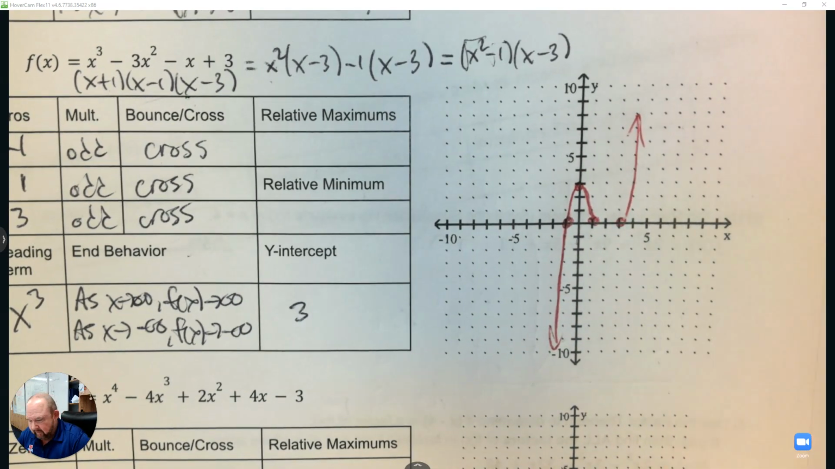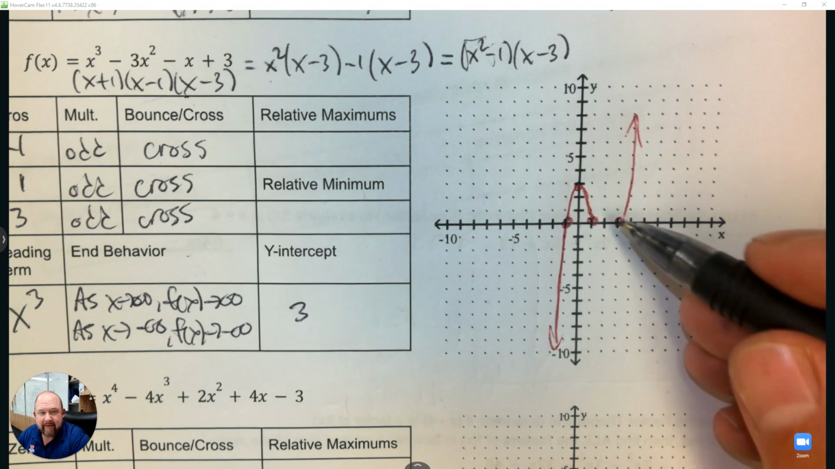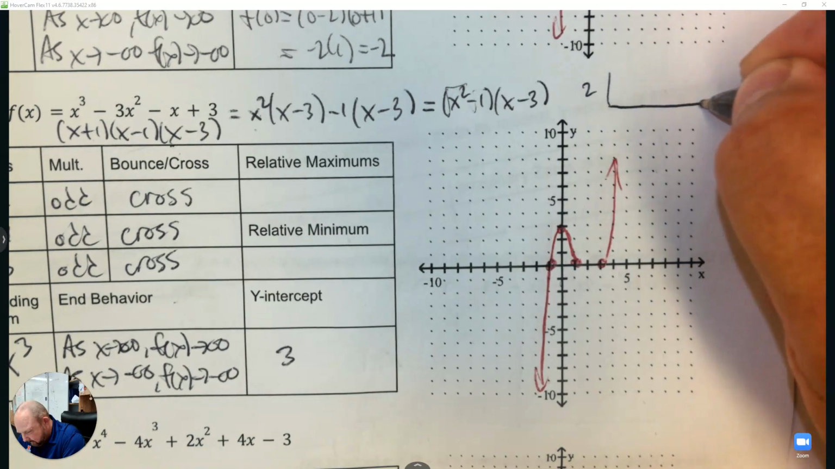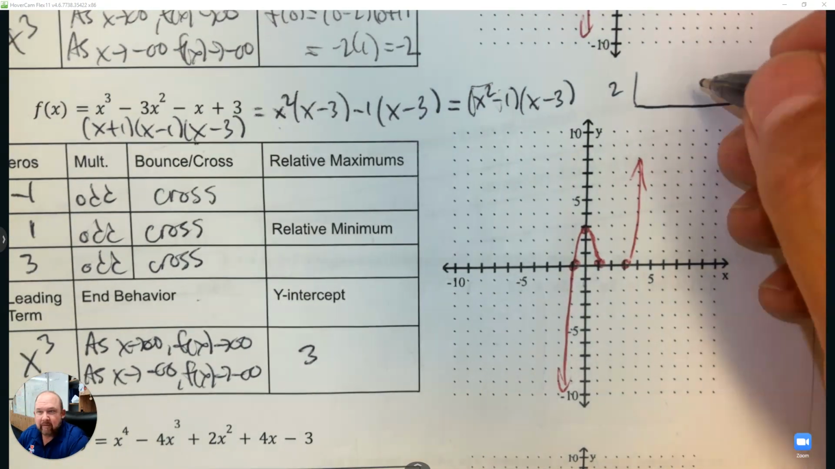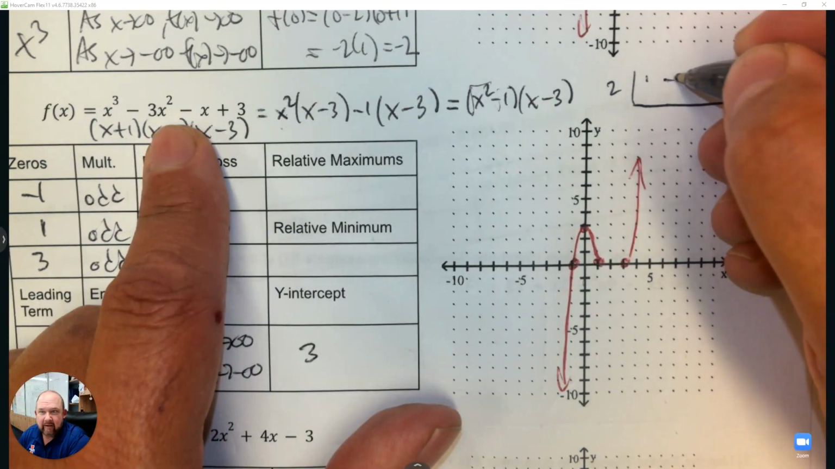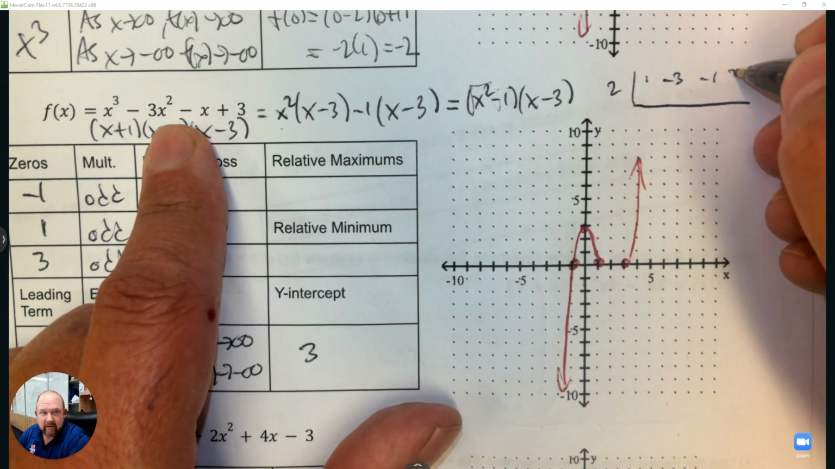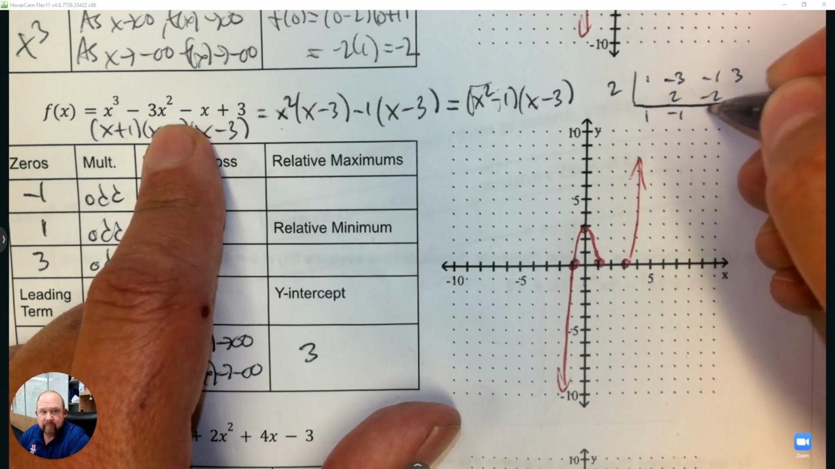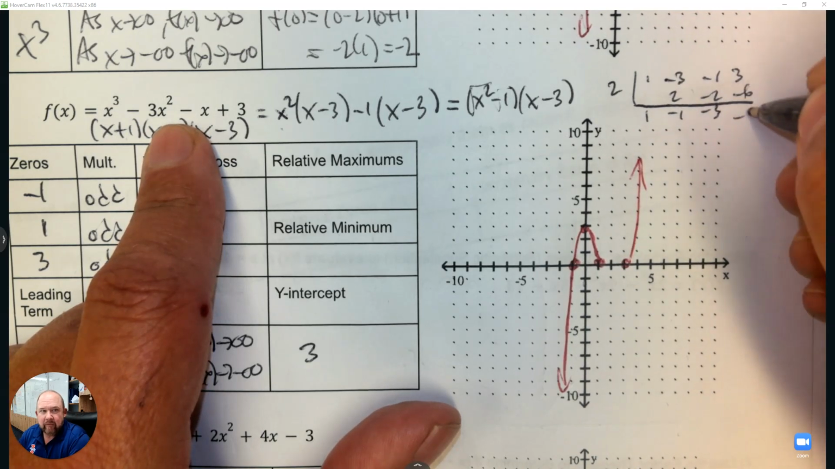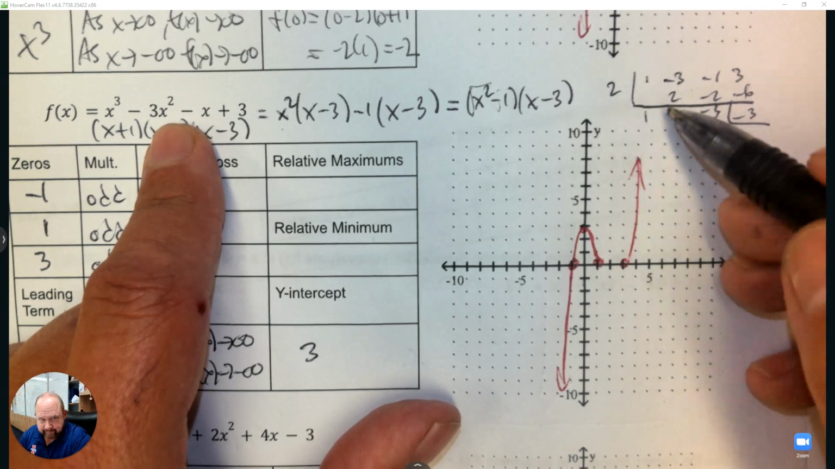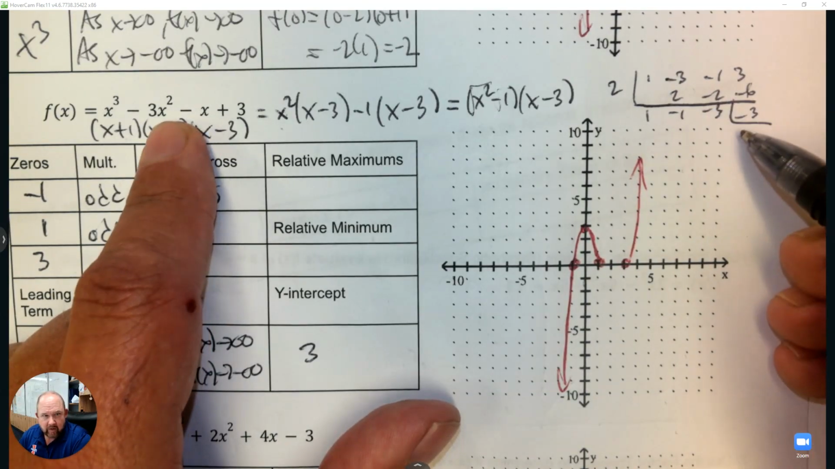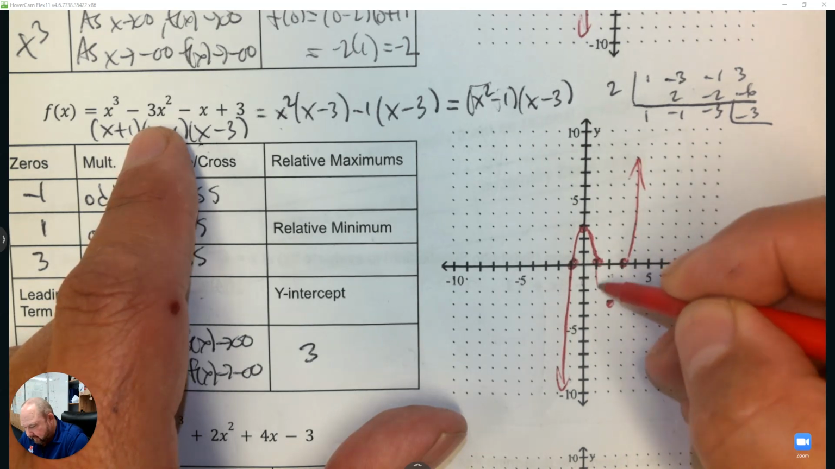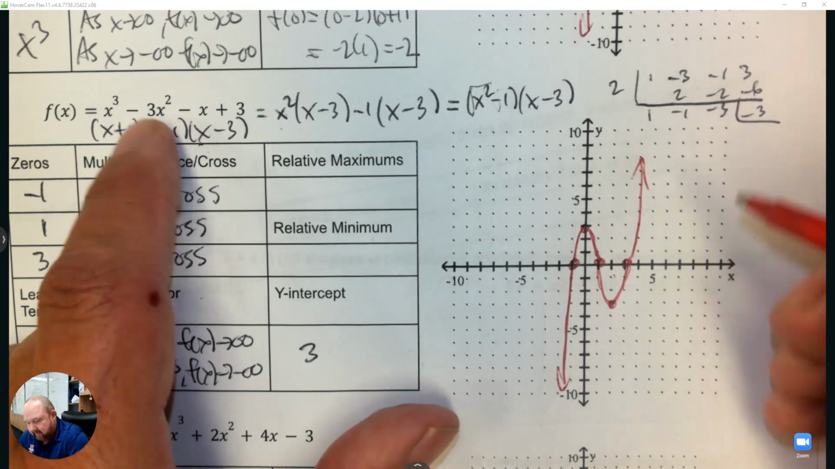So we have an empty point somewhere that we need to find, and that's at positive 2. So we're going to evaluate at 2, using 1, negative 3, negative 1, and 3. Just double checking to make sure I did it right. All right, so I got negative 3. That makes sense, how the graph flows. And then I'm going to connect the rest of the graph, and there it is.